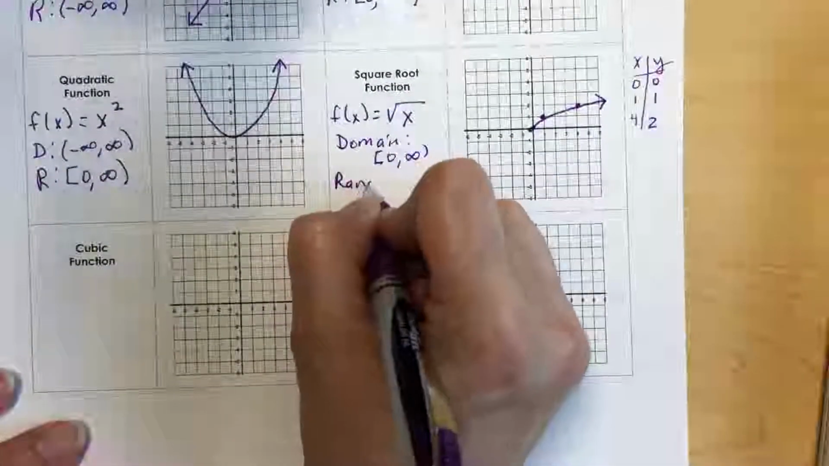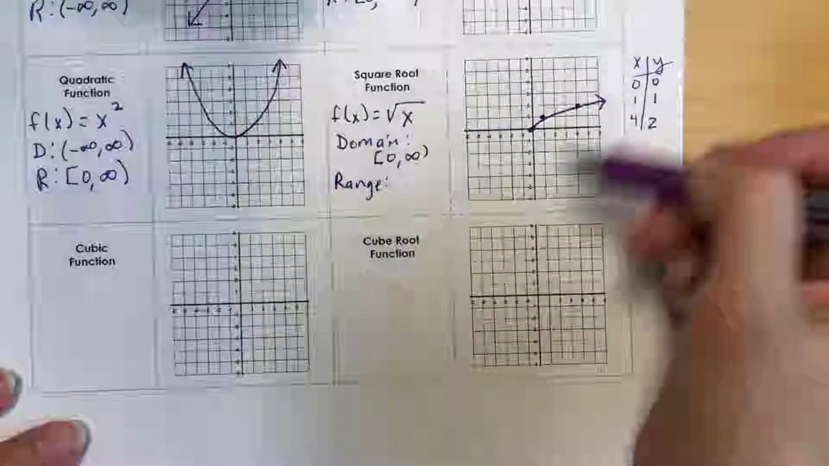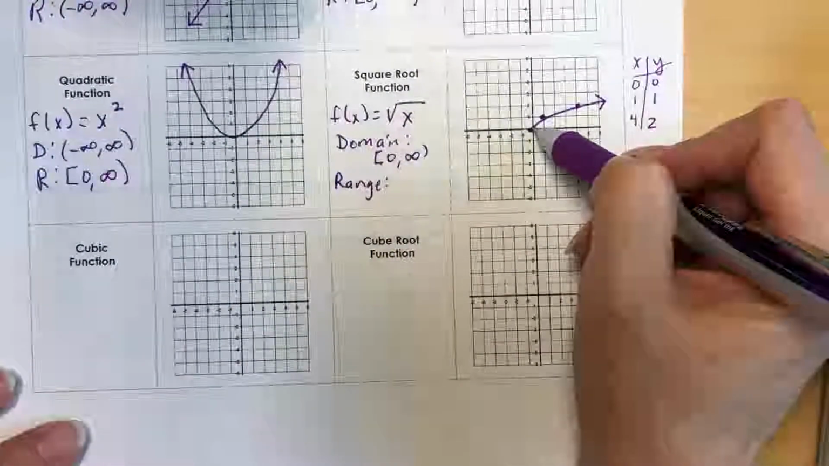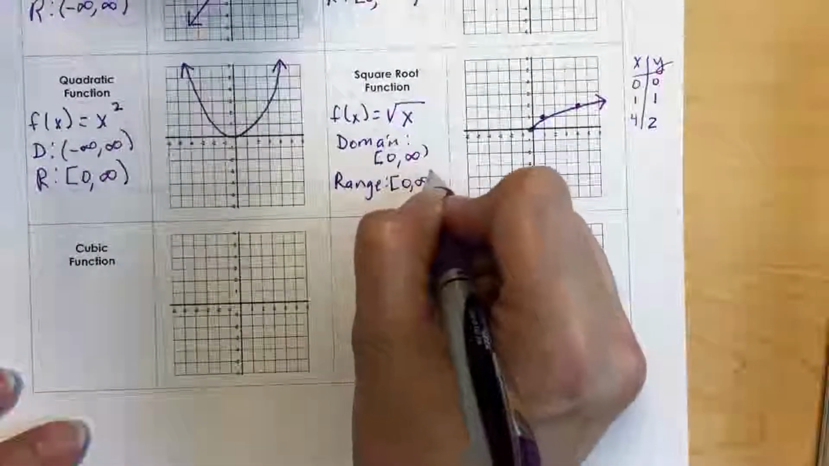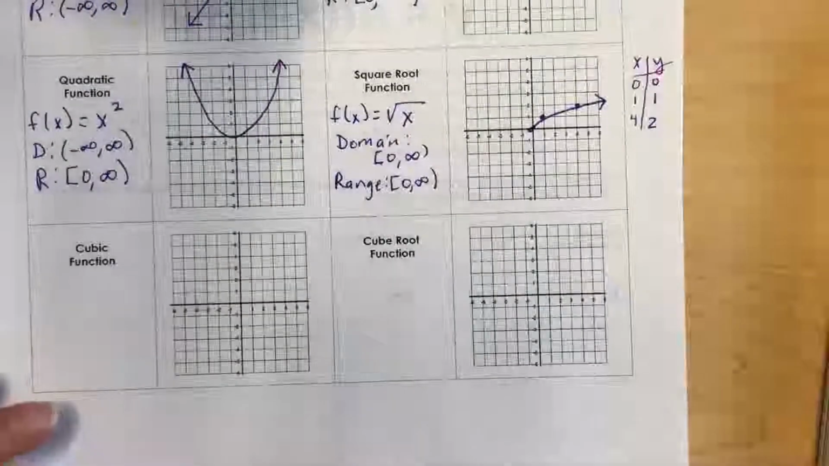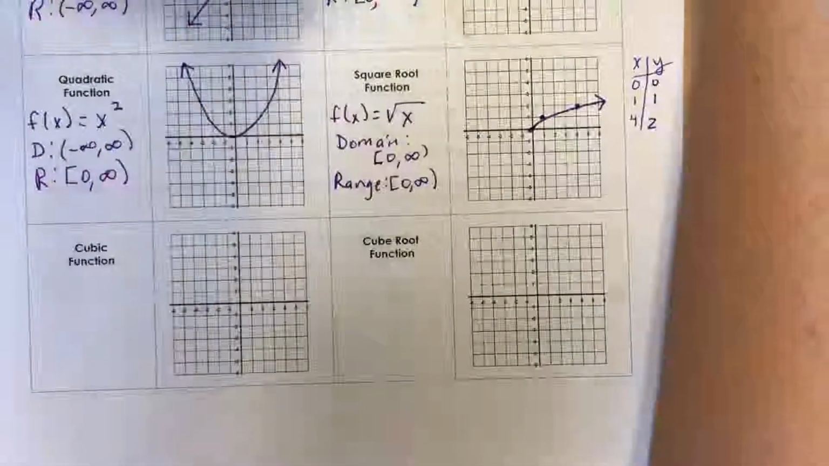My range, from bottom up, starts at the origin and goes up to positive infinity. So that's my square root function.